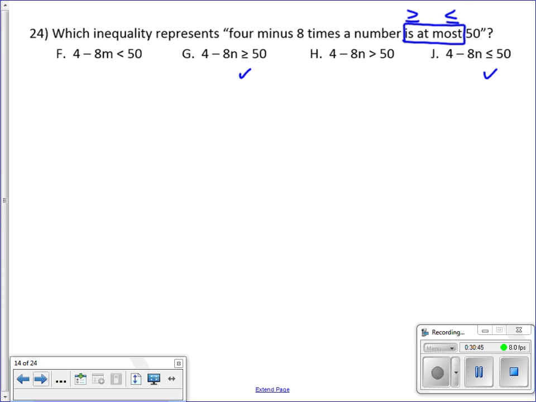So 4 minus 8 times the number. Literally you're doing it that way, but they all have it this way: 4 minus 8n is at most 50. That means, again, that's as high as it can go, at most 50. That means it has to be all the numbers that are less than that, which is this one right here.